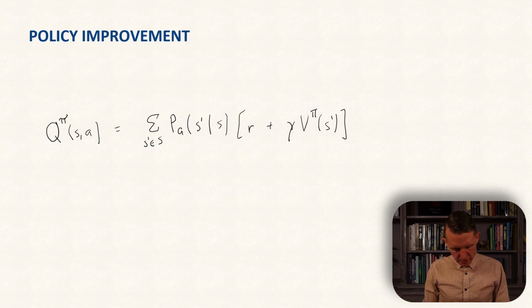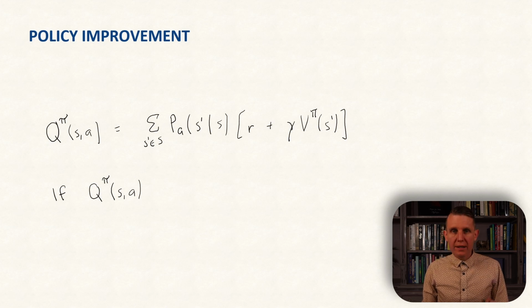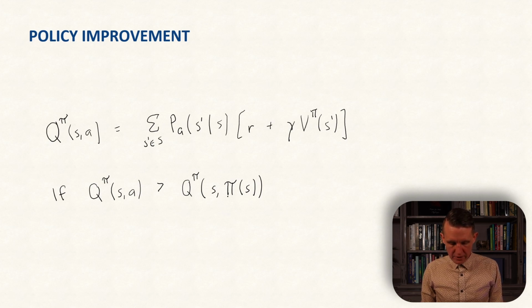So intuitively, what we know is that if we can find an action A such that the Q value of that given the policy pi is strictly greater than the Q value that the policy already tells us, then we can improve the policy by setting pi of S to A.